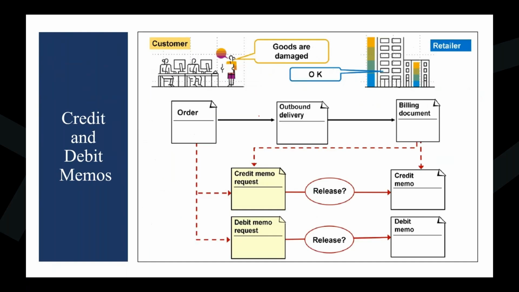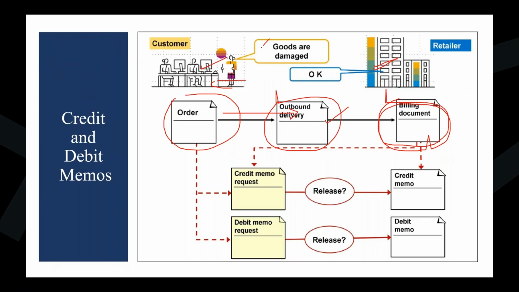Suppose you create a sales order, then you create the outbound delivery, then you deliver the goods to the customer. After that you create the billing document and send the invoice to the customer. Now the customer says he received the material but the goods are damaged. Let's say you sent him 10 goods. He says 2 out of 10 got damaged, and he says you return my money.